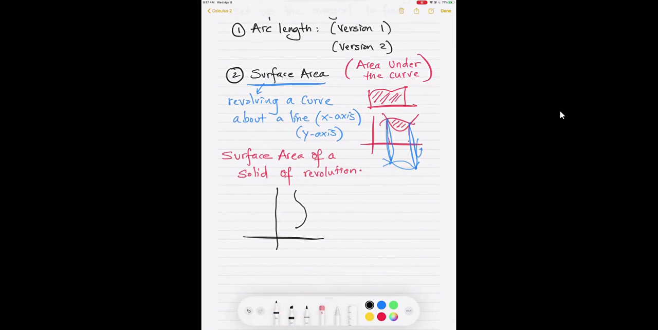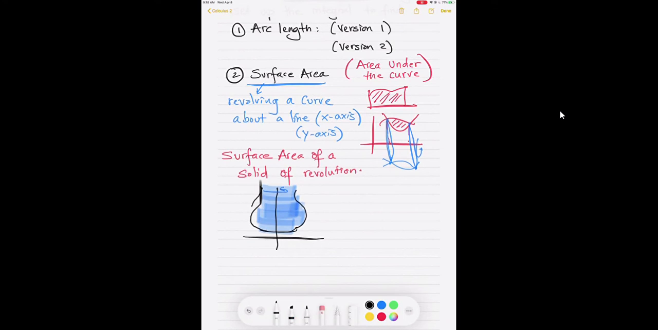And then we are revolving it around, say, the y-axis. And I'm going to grab that. And so you are going to have this sort of shape, and the solid of revolution is going to turn out to be something like that. And it is this guy that you want to paint.